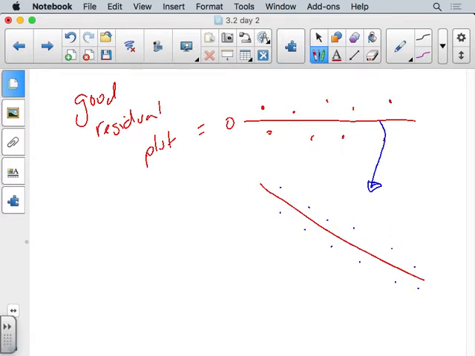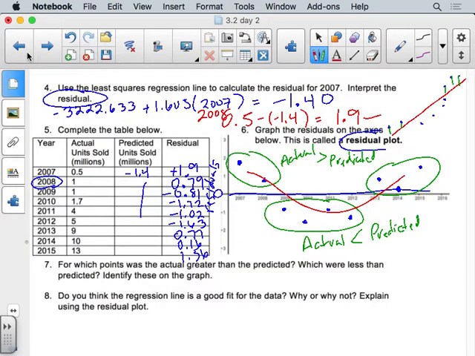If it's got a good spread of above and below there. If it has a distribution where there's a lot above and then there's a lot below and then there's a lot above again, it's got some sort of curve happening. So we don't like that. So it would say it's not linear. So do you think the regression line is a good fit for the data?